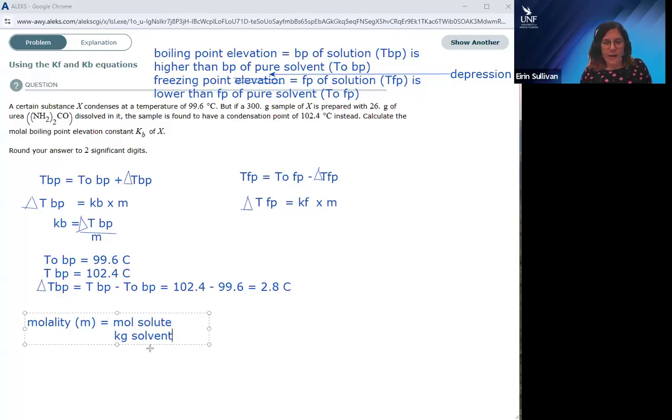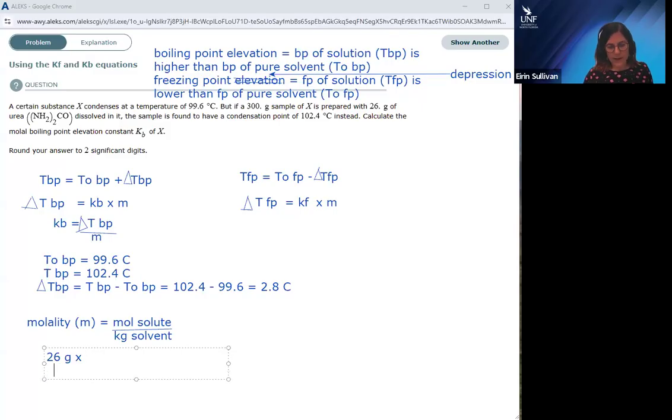So we can calculate that. We're going to have to work out our number of moles of our solute, which is our ammonia. So molar mass of ammonia is about 60.06. If you're not sure how to calculate it, we've got 2 nitrogens, so 2 times 14.01. We've got 4 hydrogens, so 4 times 1.0079, 1 carbon, so plus 12.011, 1 oxygen, plus 15.999, should come to about 60. So we have 26 grams of ammonia.